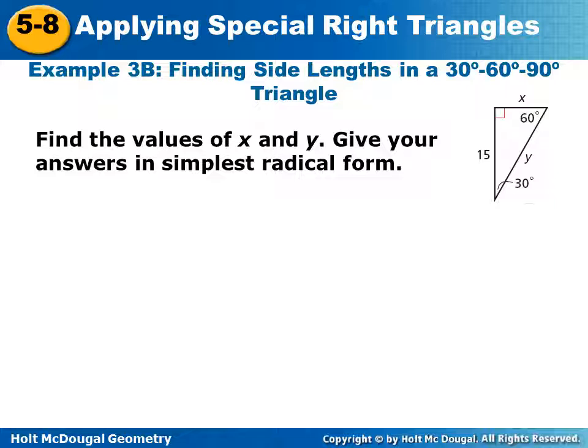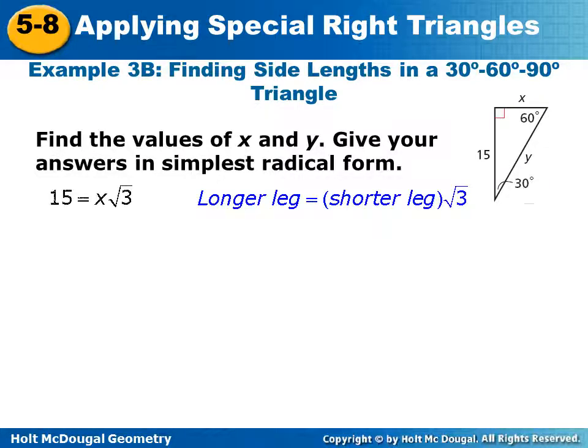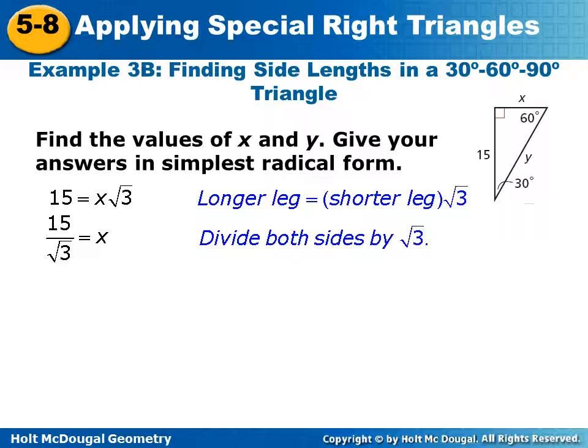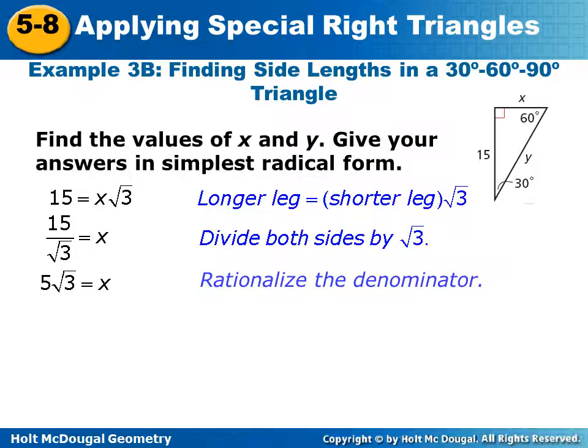Here's another 30-60-90 triangle where we want to find x and y, but this time the longer leg is given to us. The longer leg is equal to the short leg times radical 3. We plug in 15 for the longer leg, and now we have to divide both sides by radical 3 to get our answer. And remember, you need to rationalize by multiplying the top and bottom by radical 3. Initially we get 15 radical 3 over 3, but 15 over 3 reduces to 5. This gives us 5 radical 3.